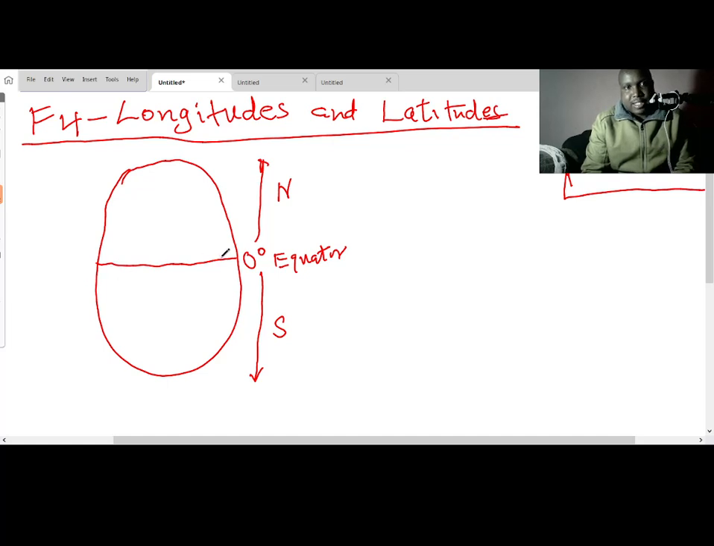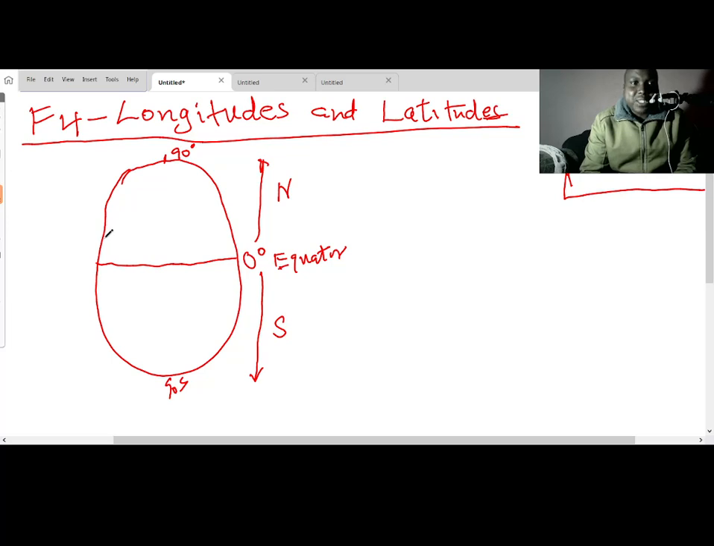Very nice. That is the key word you need to go. So from here 0, the maximum north we reach here is 90 degrees, and 90 degrees south. So from 0 degrees equator, this line is called the latitude. A line which goes across the globe is called the latitude. So that's another thing we want to know. This line, the equator, is the major latitude that we have.